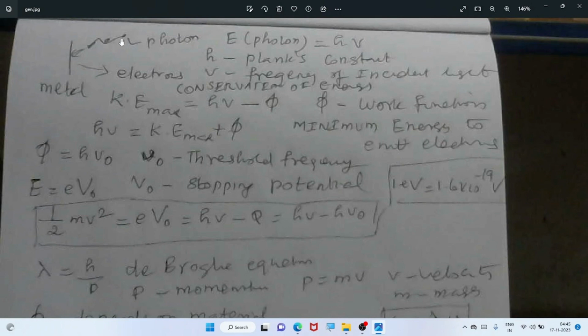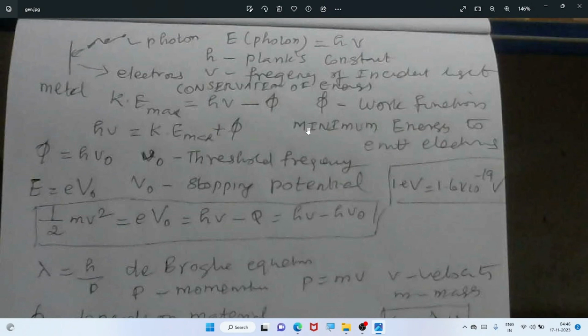Energy from the incident light is absorbed by the electron and converted to kinetic energy. The kinetic energy of the emitted electron is equal to the incident energy hv minus phi, the work function. The work function is nothing but the minimum energy. This is important: the minimum energy required by the electron to come out of the metal.